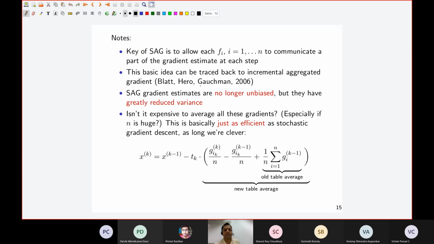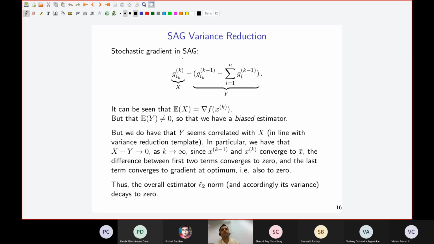Some of the questions you are asking: isn't it expensive to average all these gradients? But you have to be a little clever. You keep a table of the old average and update that, but you'll still have to store some parameters to be able to update. So there have been variants. Some of you had a problem: are we carrying too much old baggage? This approach tries to address the issue of carrying a very stale cache.